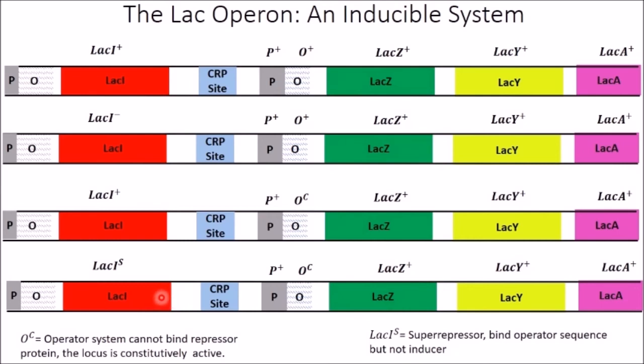So a lac-I super repressor is such that it can bind the operator sequence on one end, but the inducer can't bind to it anymore. So what happens when you get a super repressor but a constitutive operator, an operator sequence that can't be bound by lac-I? Well, even though you have a super repressor, it can't bind to the operator sequence, so you get high levels of expression here, assuming low glucose levels.